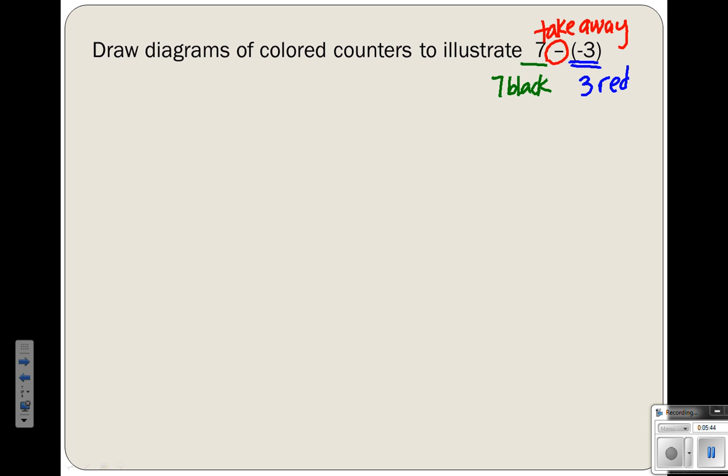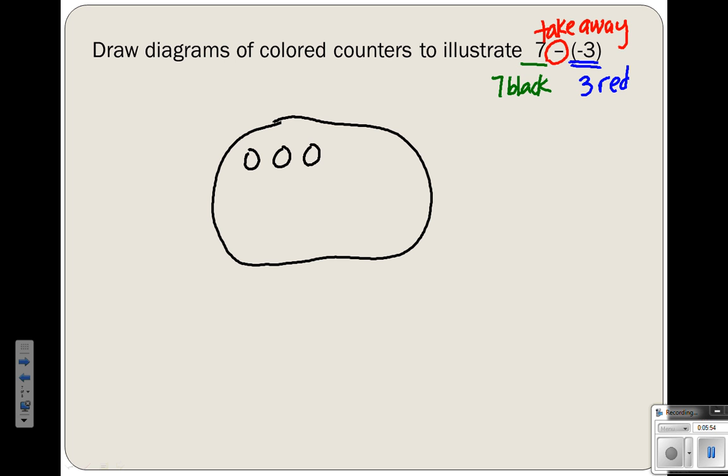Okay, so let's talk about this one for a second. I'm going to draw my set. The first number tells me what I'm starting with, so I'm starting with 7 black. So let's put our black ones in here. Okay, but I need to take away 3 red. And I don't see any red ones in here that I can take away. But somehow I've got to get red ones in here without changing my problem.